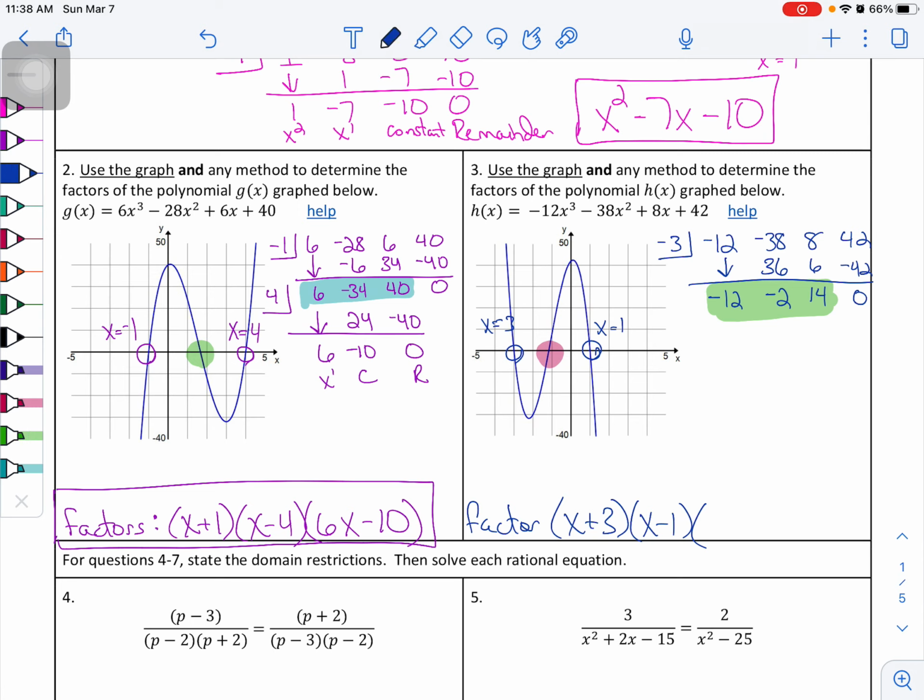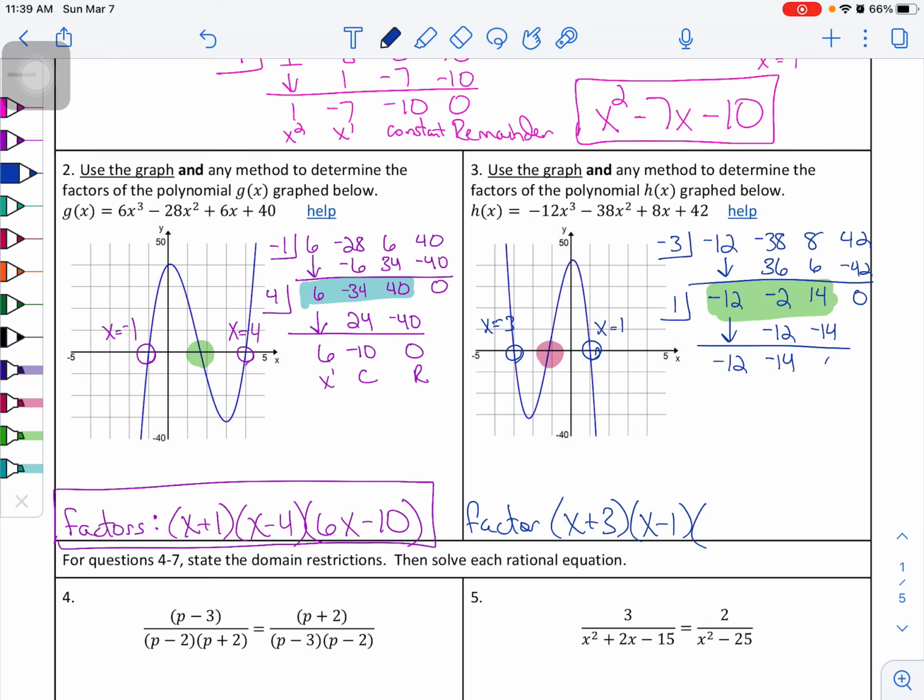So now I'm going to focus on just these coefficients. I'm not going to worry about the remainder. And I am going to use my other x0. So x is equal to 1. So 1, not negative 1. Try again. All right, 1 goes there.